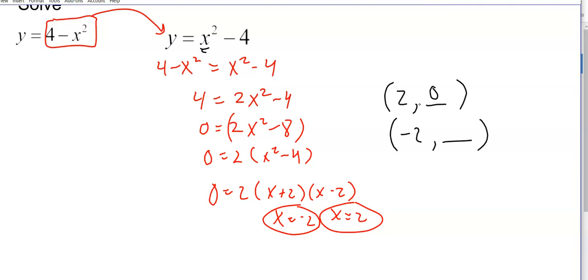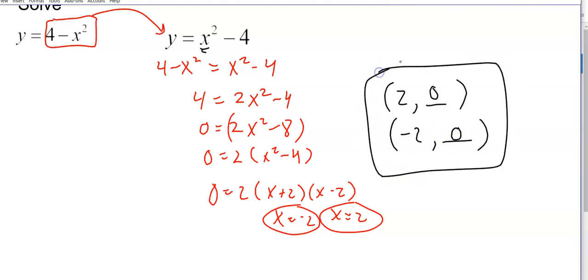And -2 squared is 4, minus 4 is 0. So those are my two solutions there. Again, we're trying to find the ordered pairs (2, 0) and (-2, 0). By the way, if I did graph these, and this is not part of this, it might just help you visualize what we're actually doing. We're solving a nonlinear system.